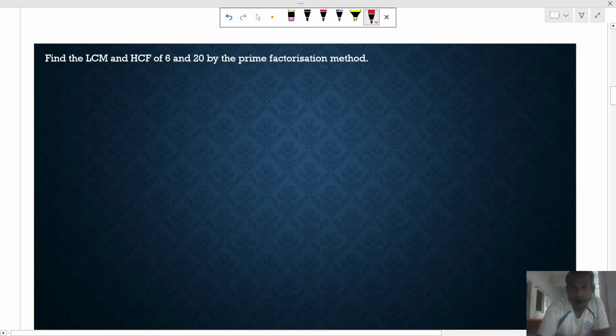The main concept is LCM and HCF. We must make prime factors. Prime factor means okay, let's start. 6 is equal to 3 into 2, and 20 is equal to 2 to the power 2 into 5. Okay, LCM. What will be LCM? LCM is equal to 2 to the power 2 into 5 into 3.